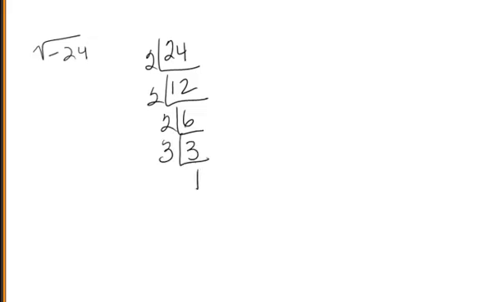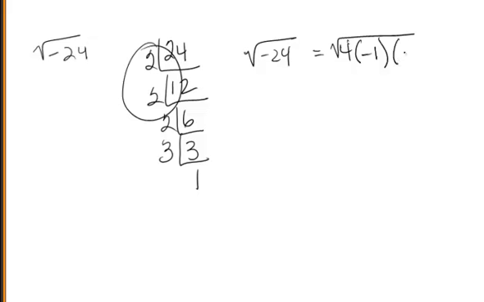So we're going to write the square root of negative 24 as the square root of the perfect square parts: 4 times negative 1 times 6. And the square root of 4 is 2. The square root of negative 1 is i. And the square root of 6 stays under the radical. Let's go back to our problem.